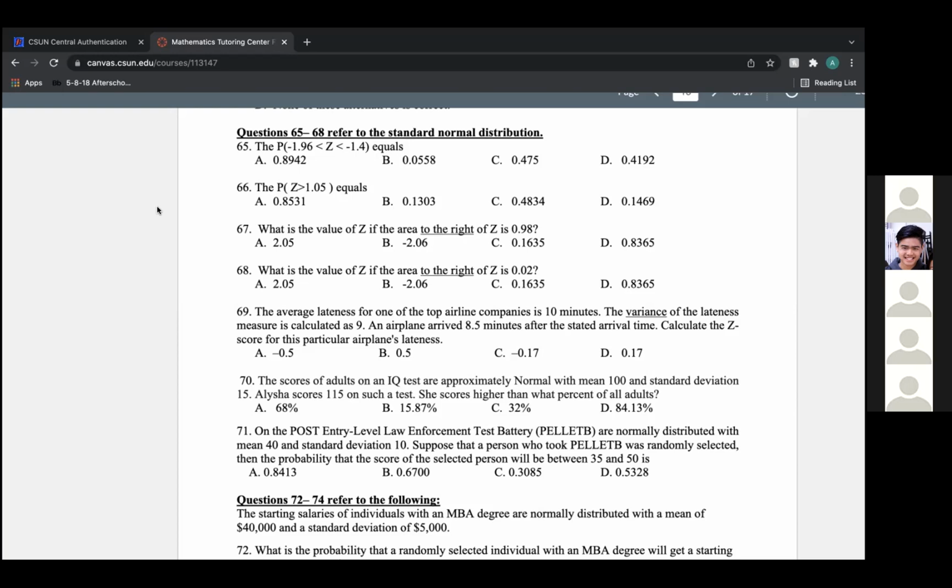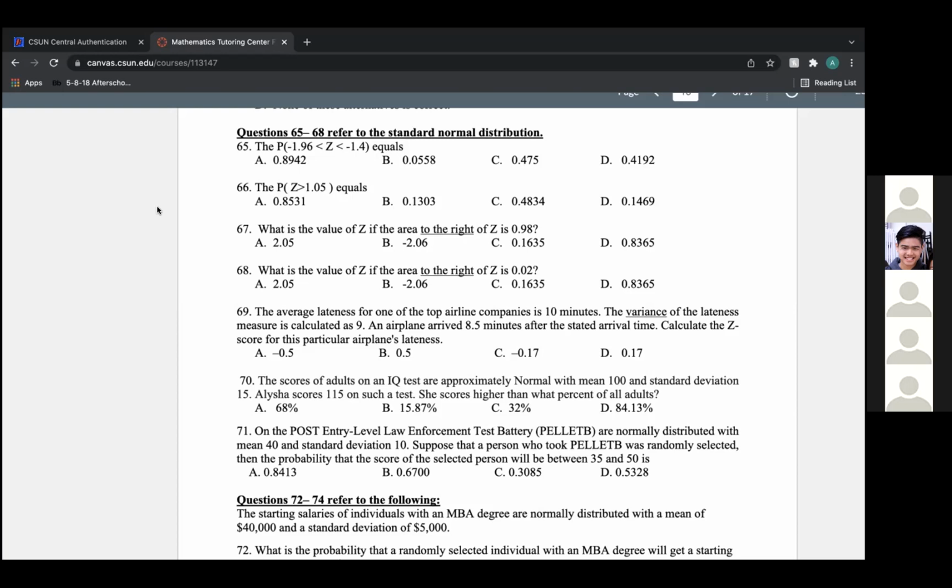I have a question. How do you do it in your calculator? Hit second, and then the button on the right side, right underneath the arrows, DISTR, distributions. You see it? Then go down one, the normal CDF. Then in your lower, put negative 1.96. In your upper, put negative 1.4 with a 0 and 1 for mu and sigma. Paste it to the stack and then hit enter. And you should get 0.0558.